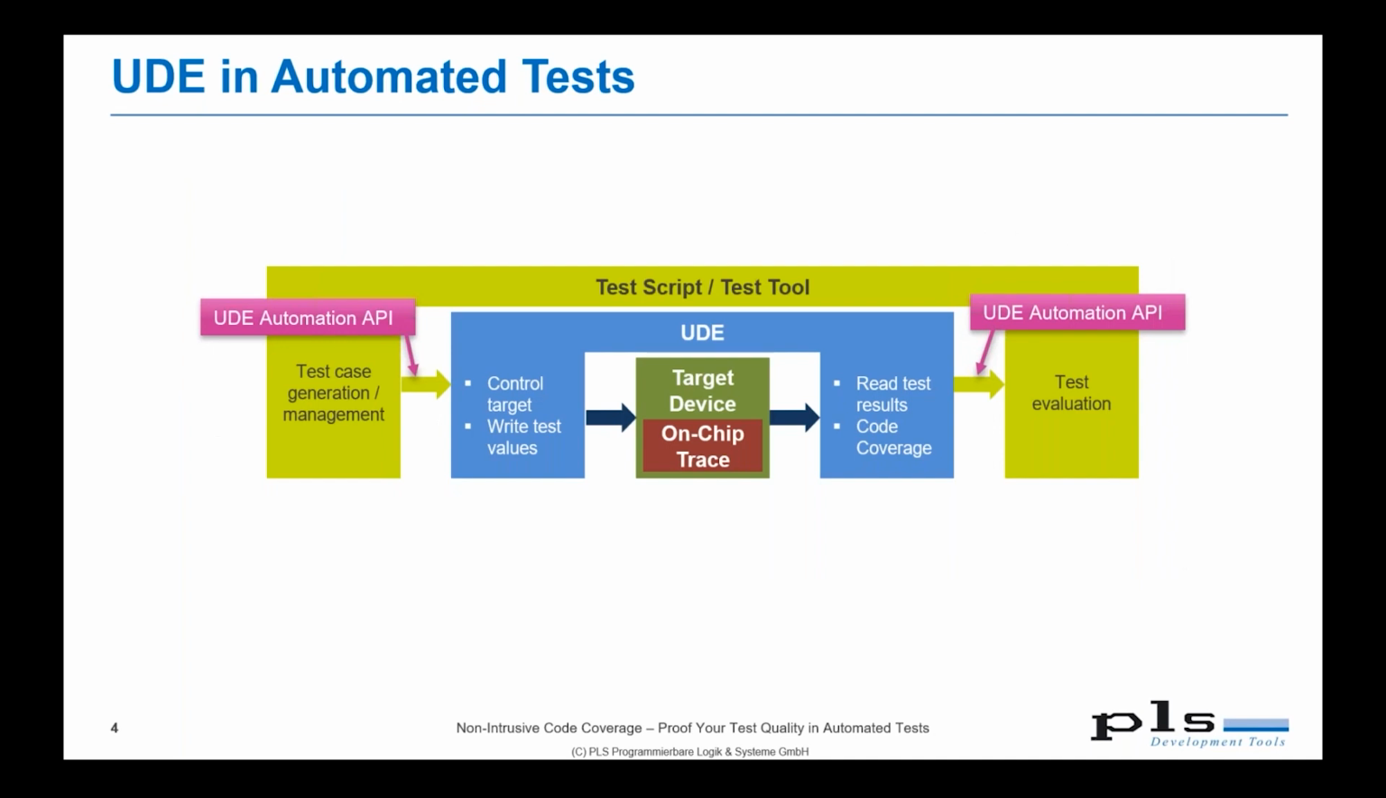So the debugger, especially our UDE, is not only a great tool to find bugs in your application or in your software, it is also a tool that supports you when you test your software directly on a real target hardware. For that, UDE provides a lot of features that help you to execute automated tests, and particularly the software API of the UDE that allows you to use scripts for automated tests, or you can connect third-party tools to the UDE.